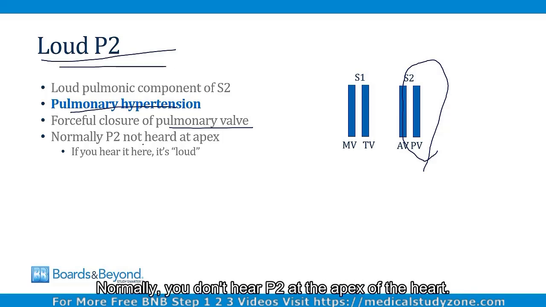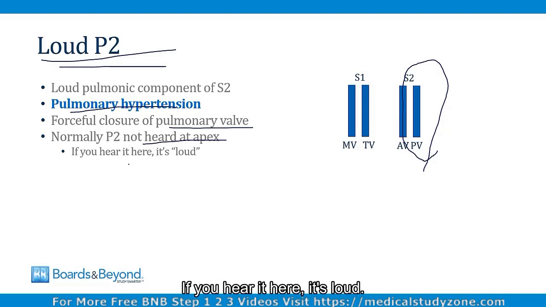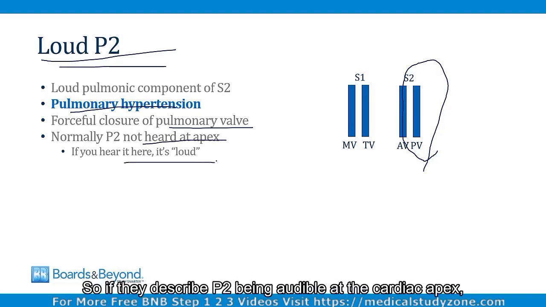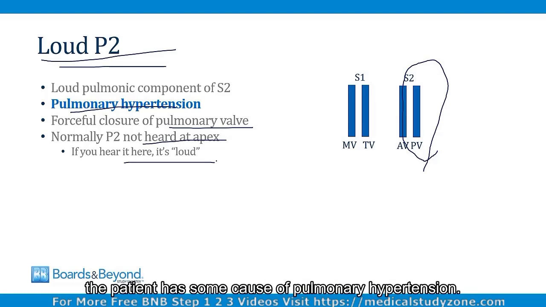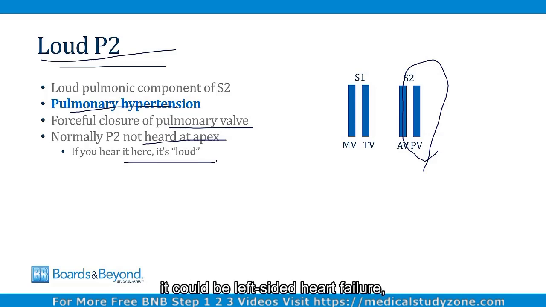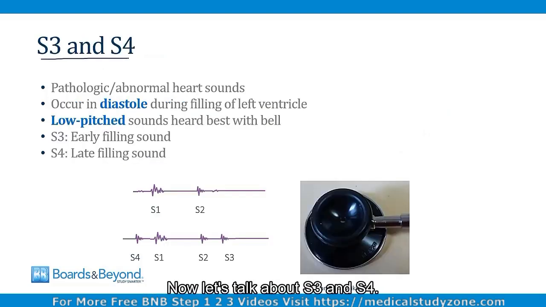Normally you don't hear P2 at the apex of the heart. If you hear it here, it's loud. So if they describe P2 being audible at the cardiac apex, that means it's loud. And anytime they describe this finding in a board question, they're telling you the patient has some cause of pulmonary hypertension. That could be lung disease, it could be left-sided heart failure, you don't know what the cause is, but pulmonary hypertension is present. Now let's talk about S3 and S4.